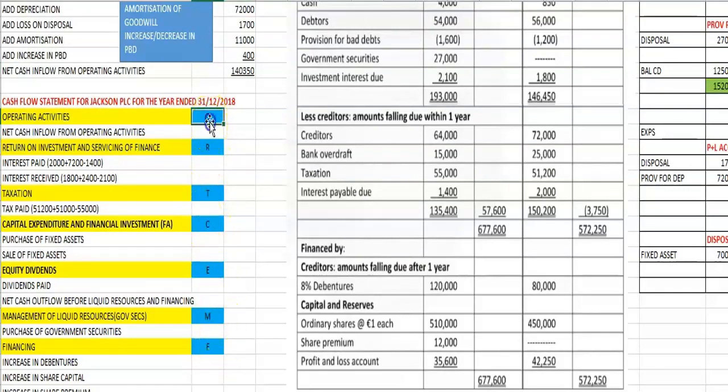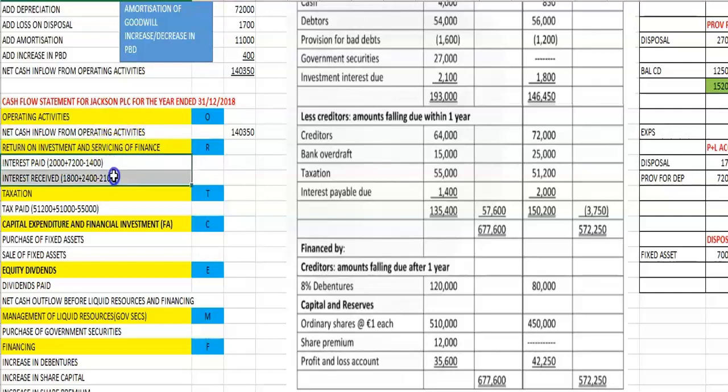M, F. O standing for operating activities. So the first cash flow that you start with is the cash flow from operations. In this case, $140,350. R stands for return on investment and servicing of finance. Return on investment means interest received essentially, and servicing of finance, interest paid.